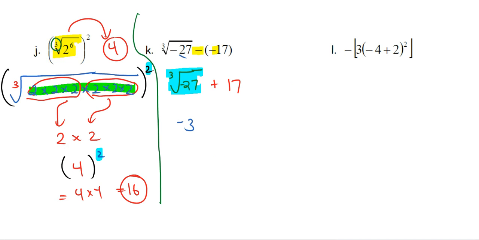And what's negative 3 plus 17? Well, negative 3 plus 17, since 17 is bigger, you should get a positive answer, and your final answer should be 14. Negative 3 plus 17 is 14. Alright, let's move on to the final question here.